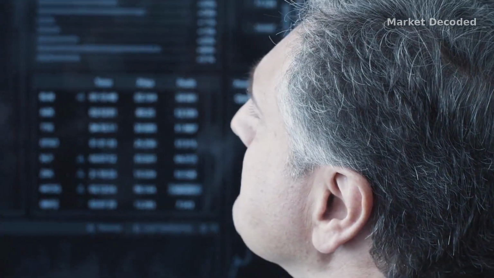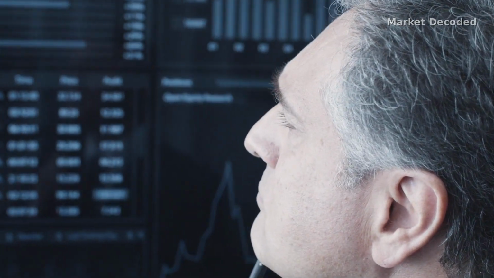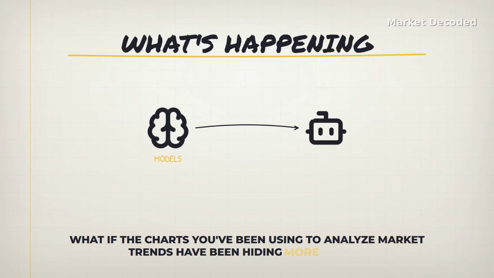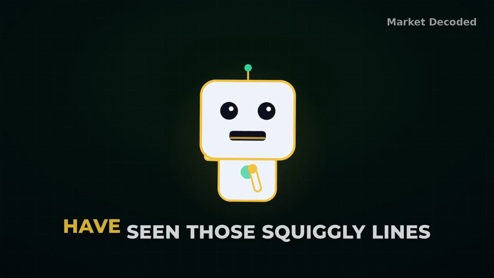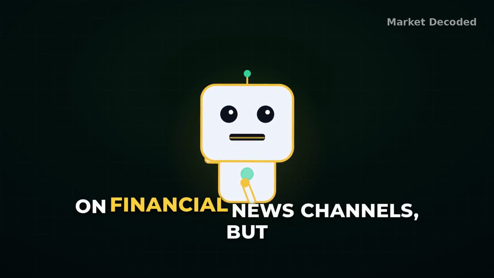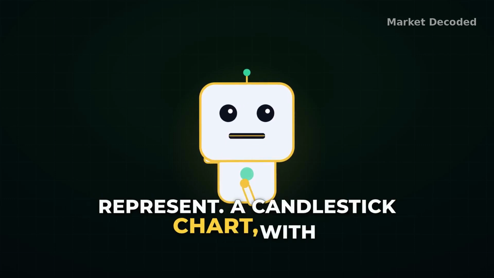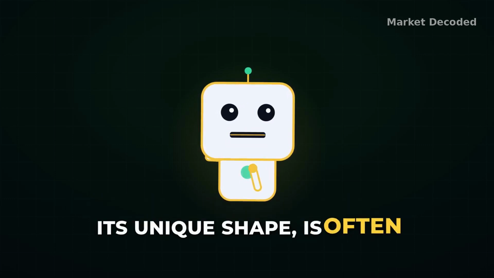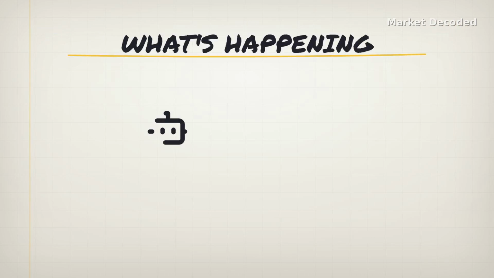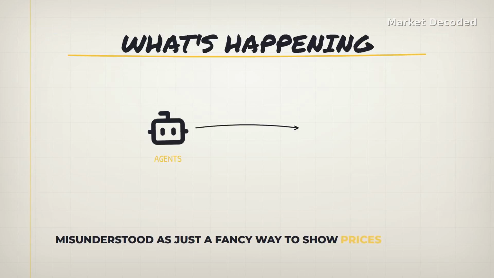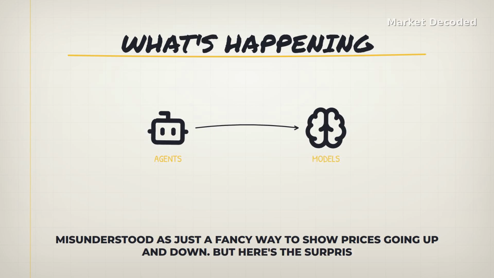What if the charts you've been using to analyze market trends have been hiding more information than you think, and a candlestick chart actually shows a more nuanced picture of market activity? Many of us have seen those squiggly lines on financial news channels, but few really understand what they represent. A candlestick chart, with its unique shape, is often misunderstood as just a fancy way to show prices going up and down. But here's the surprising part.